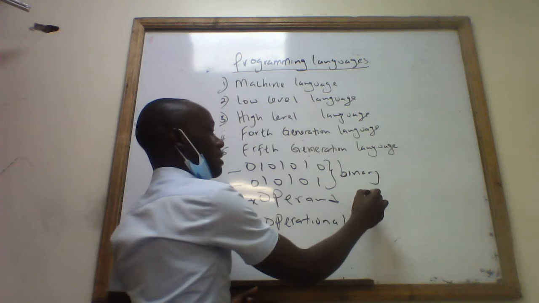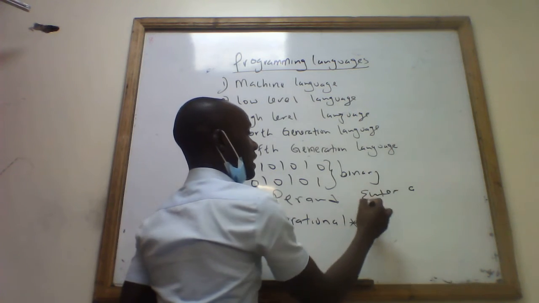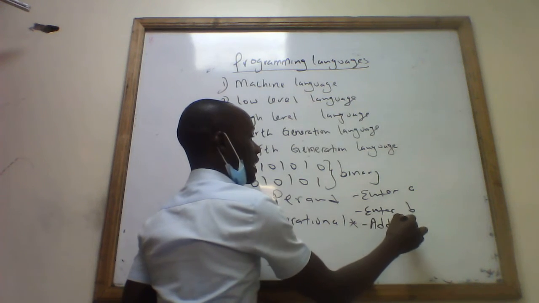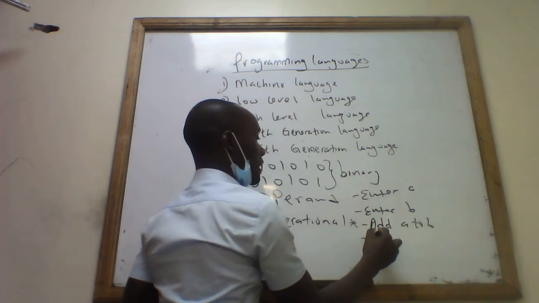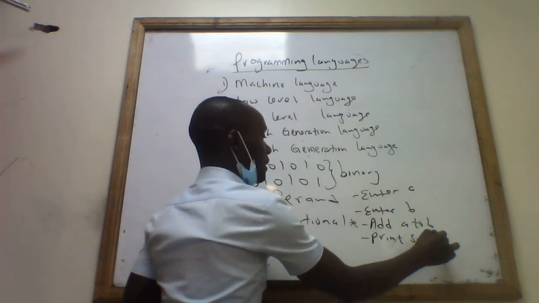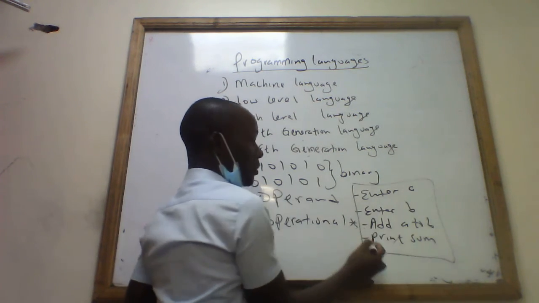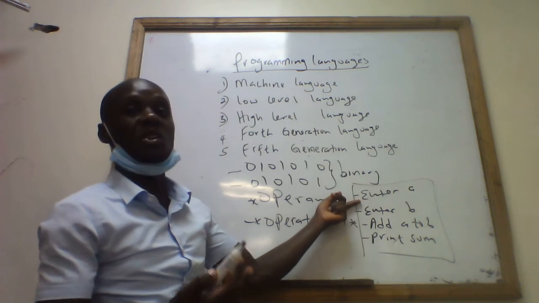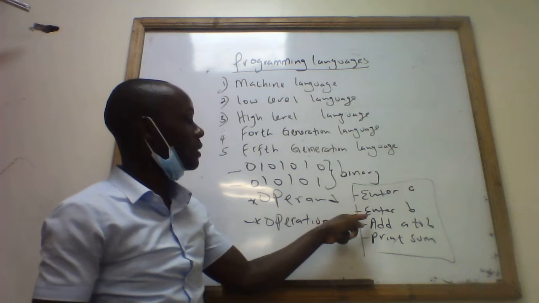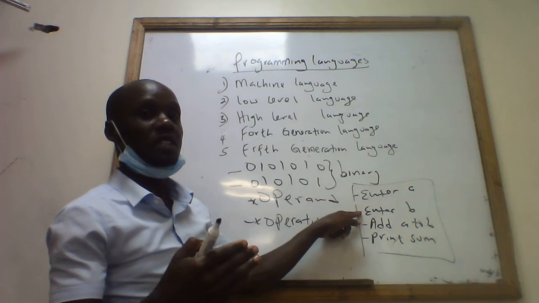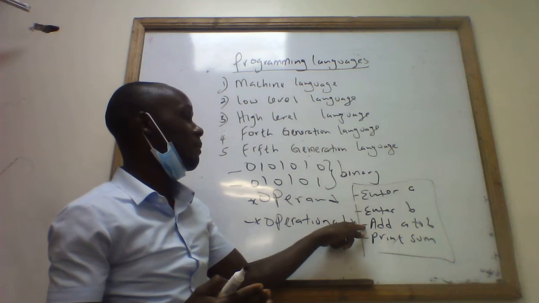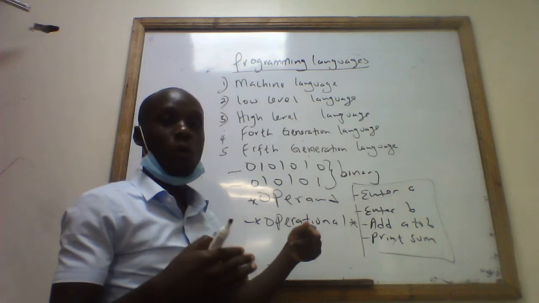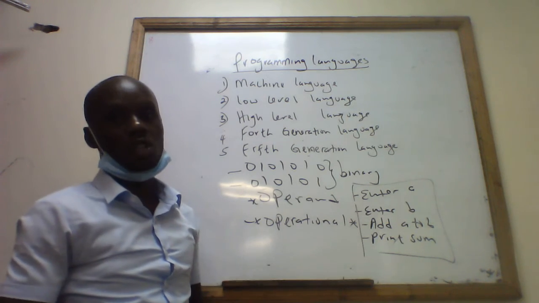For example, if I say enter A, line 1, then I say enter B, and then I say add A to B, then I say print sum. This is an example of a program. This program has line 1, 2, 3, 4. Now this line 1 is enabling the hardware to acquire the value of the first number, which is A. This line 2 is enabling the hardware to acquire the value of the second number, which is B. This line number 3 is guiding the hardware to add the values of A and B. This line number 4 will command the hardware to display the value of the sum.